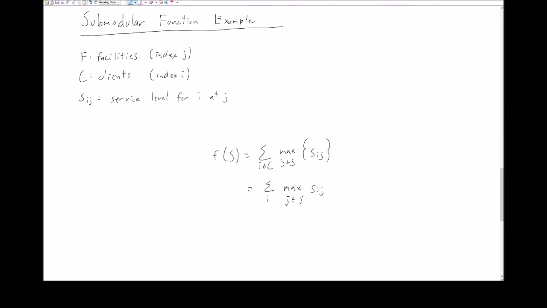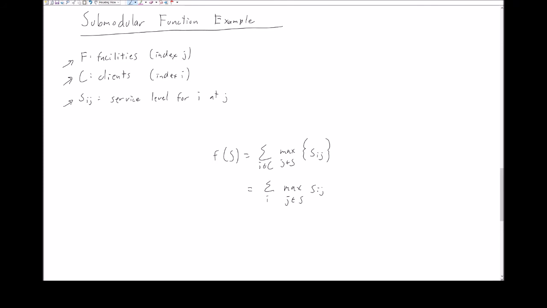Submodular functions are generally very simple, but sometimes they can become quite complicated. We're going to look at a particular example of a submodular function that is a little bit complicated. It's not trivially simple. The idea is that we're going to have a set of facilities and a set of clients. The facilities will be indexed by J and the clients will be indexed by I. We're going to look for the service level for the client I from facility J.